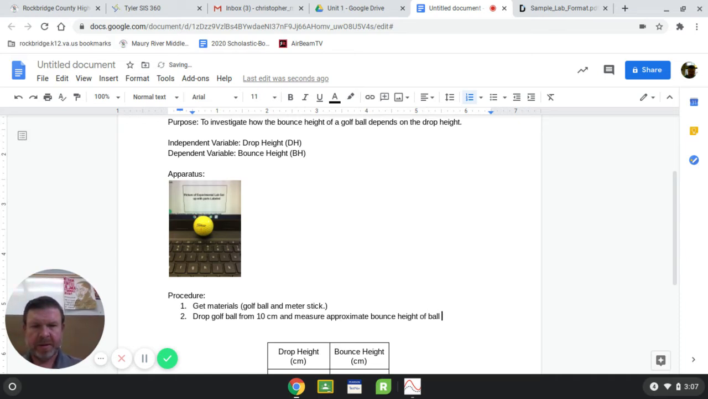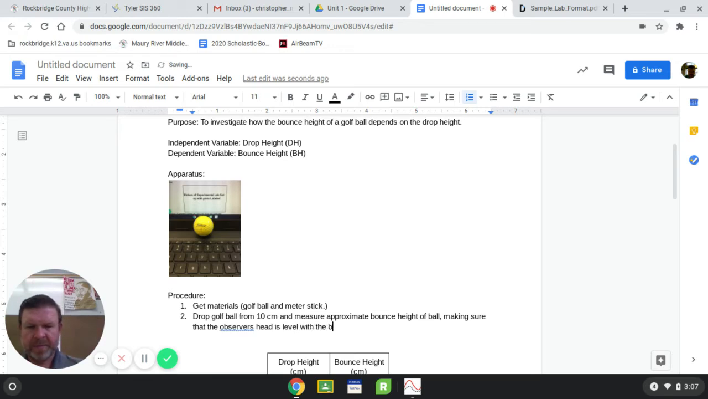Bounce height of ball, say, making sure that the observer's head is level with the bottom of the ball. Whatever, that's just some detail about how I did it.